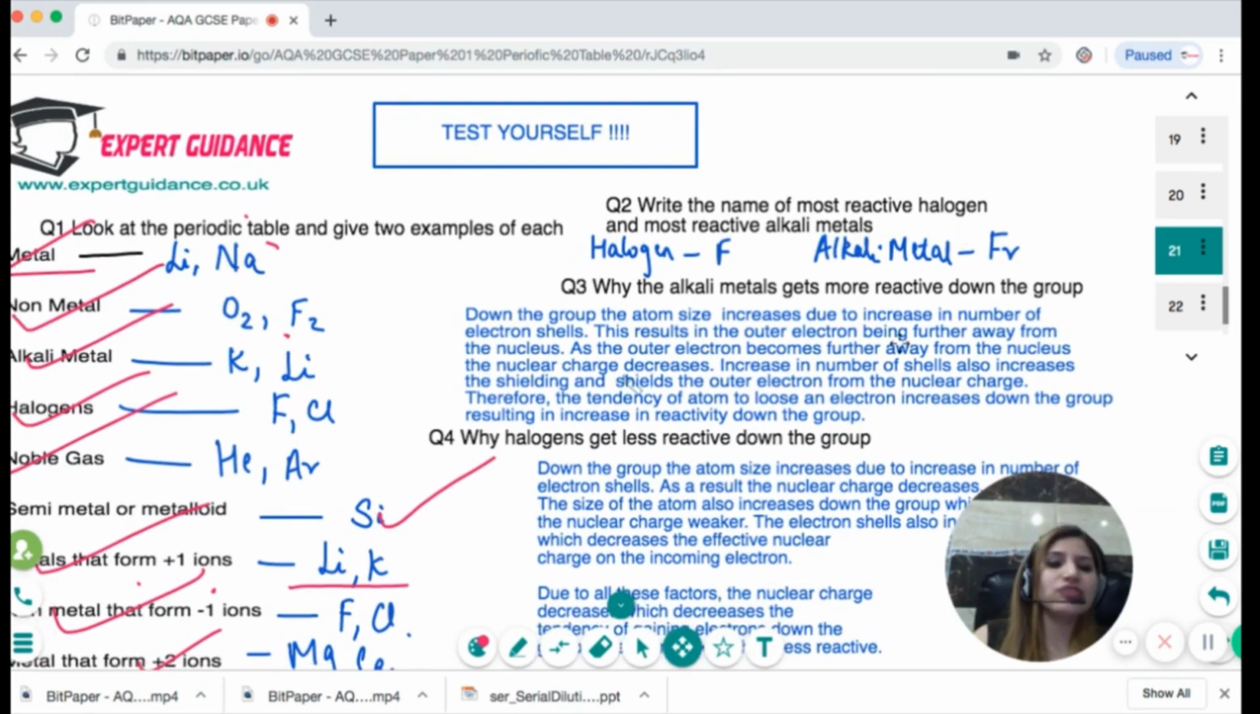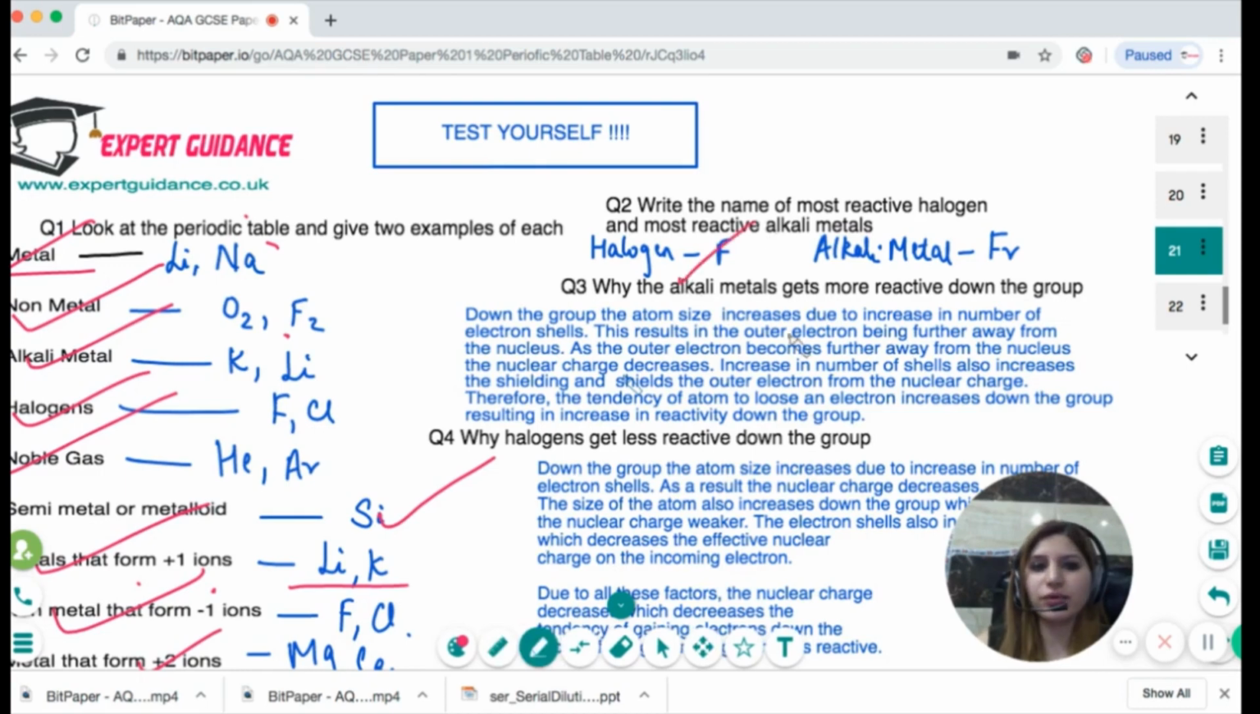The most reactive halogen, remember, is the one at the top, that is fluorine, and the most reactive alkali metal is the bottom one, which is francium. Why does the alkali metal get more reactive down the group? I know you know the answer. Down the group, the atomic size increases due to the increase in the number of electron shells. This results in the outer electron being further away from the nucleus. As the outer electron becomes further away, the nuclear attraction decreases. The increase in number of shells also increases the shielding, which shields the outer electron from the nuclear charge. Therefore, the tendency of an atom to lose an electron increases down the group, resulting in an increase in reactivity of the alkali metals down the group.